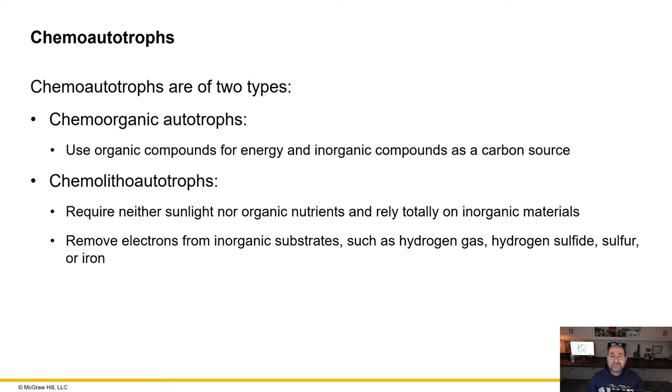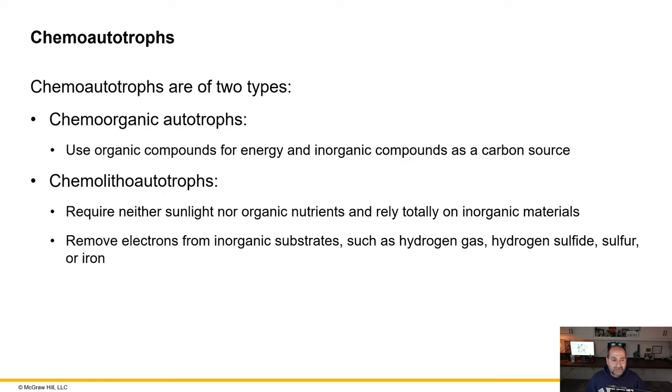Did you know that there are organisms that can mix things up a little bit? So for instance, a chemoautotroph would be an organism that gets its energy from molecules that it consumes, but autotroph refers to an organism that gets its carbon from CO2. There are microorganisms that can do this.